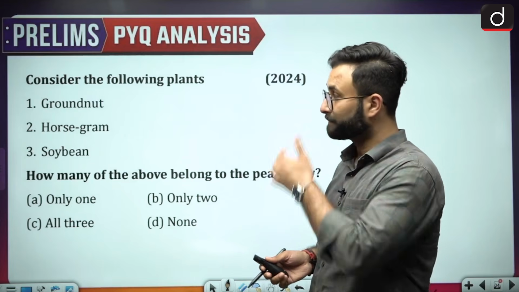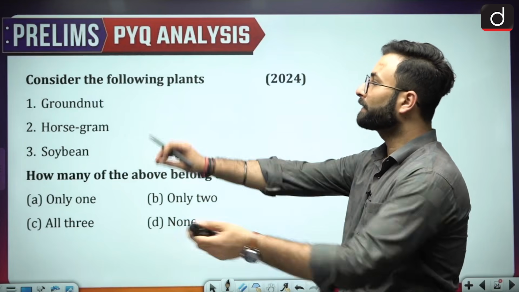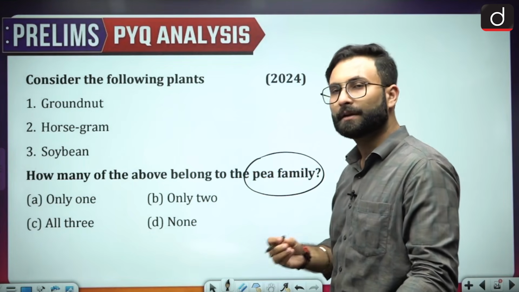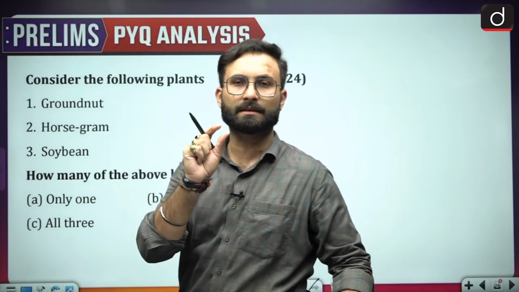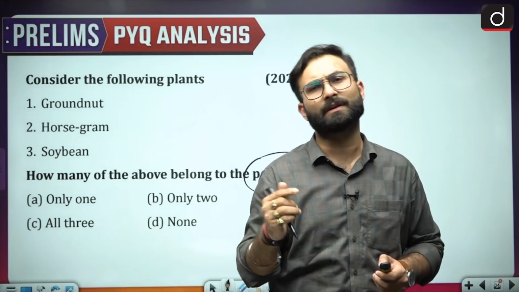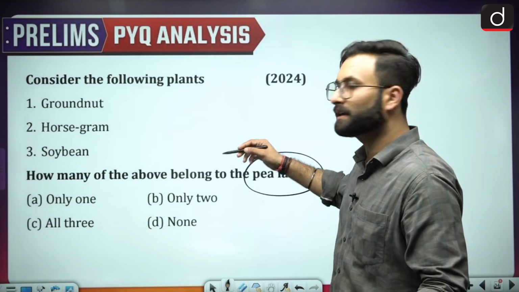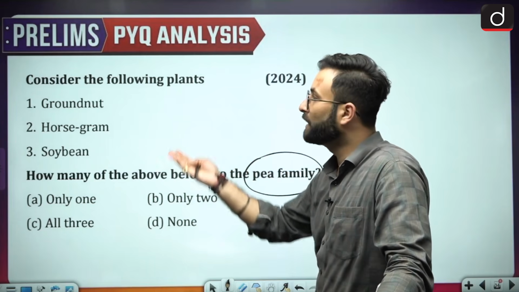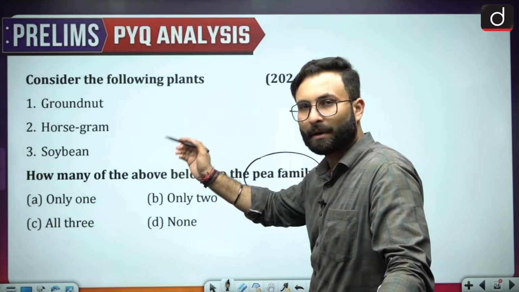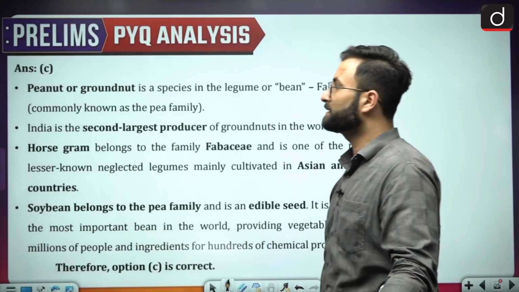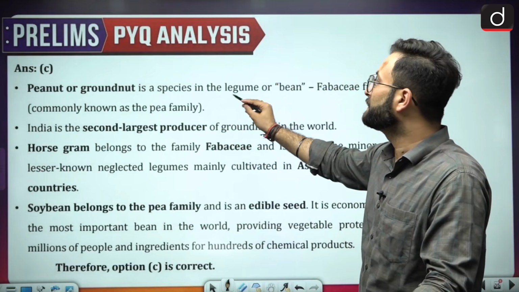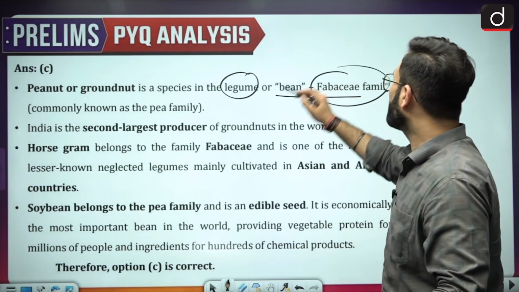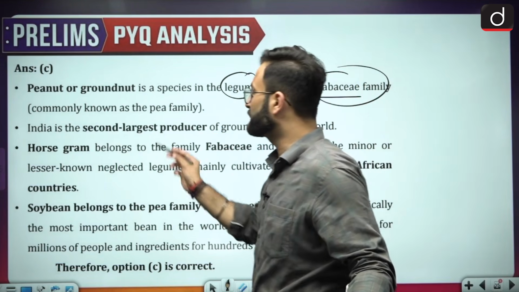Okay, so let's see. Now consider the following: groundnuts, horse gram and soya bean. How many of the above belong to the pea family? Pea, you know, generally it is called mutter. So from that particular family, which ones are there? Groundnuts, horse gram and soya bean, all of them are from that family. Option C is your right answer. Peanuts or groundnuts is a species in the legume or bean, from the Fabaceae family, commonly known as the pea family.